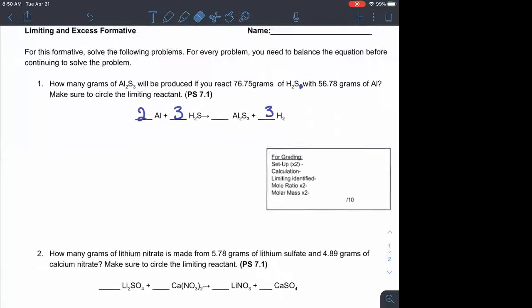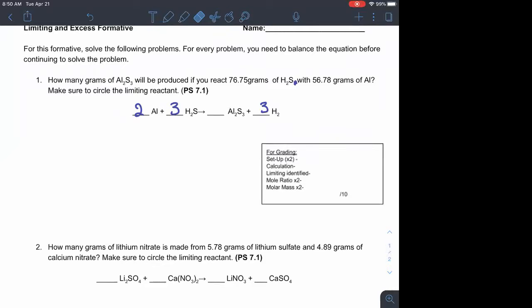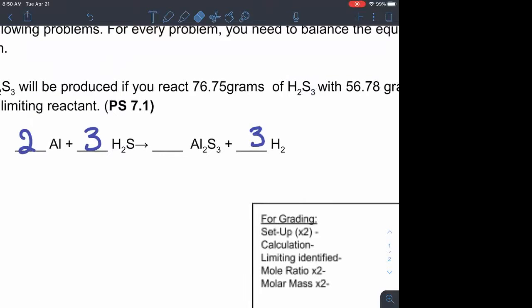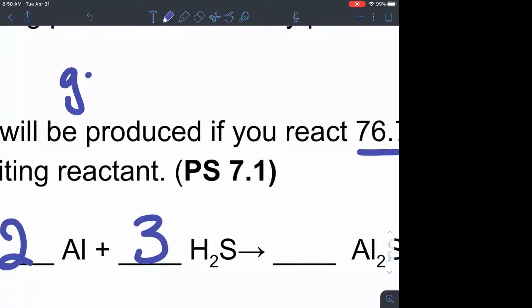I'm not going to go through the whole steps each time, but we'll do it once. We're going to start with just this one right here, our 76.75 grams of H2S. Remember, I told you I made the mistake, not you guys, so just don't worry too much. We're going to start with our grams of H2S.